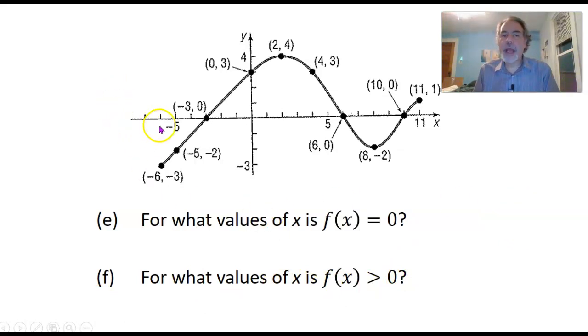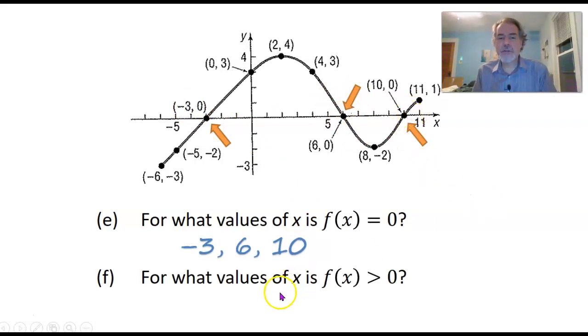So on the graph, do you see any points with a y-coordinate of 0? I do. In fact, I see 3 points like that. There's one there, and there, and there. And what are the x-coordinates for those points? Negative 3, and 6, and 10.